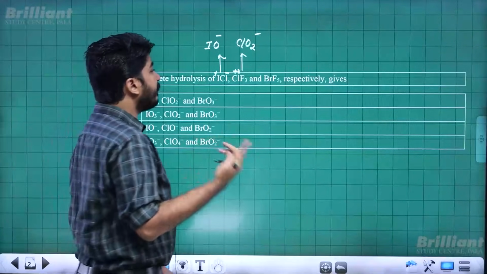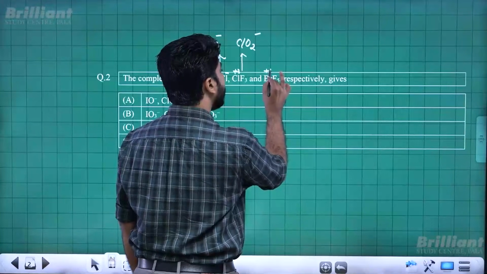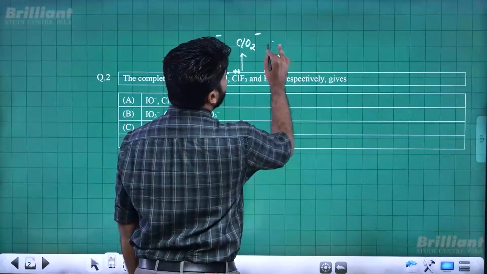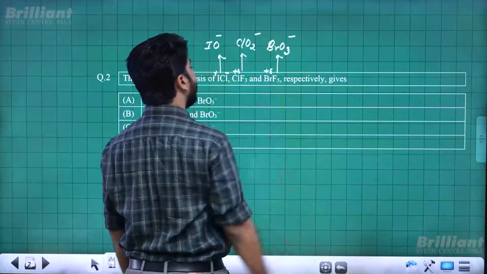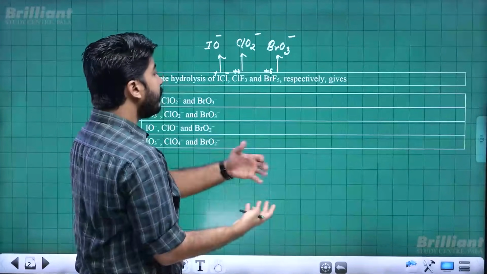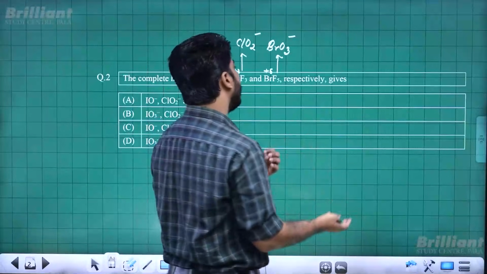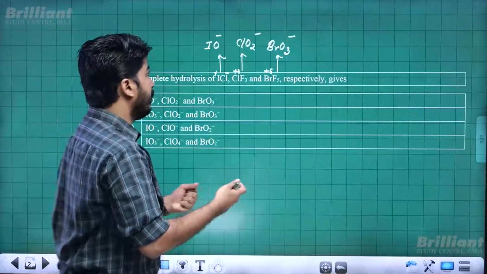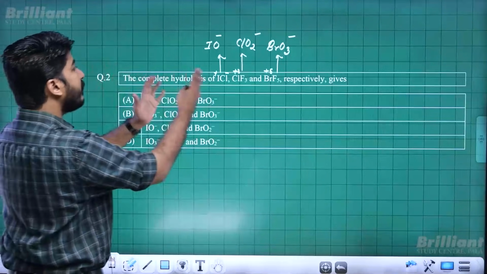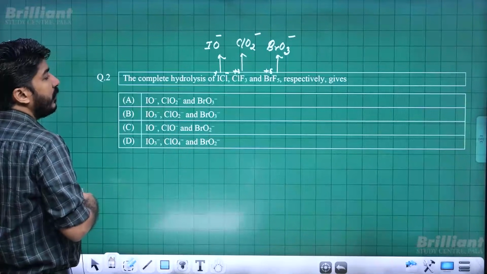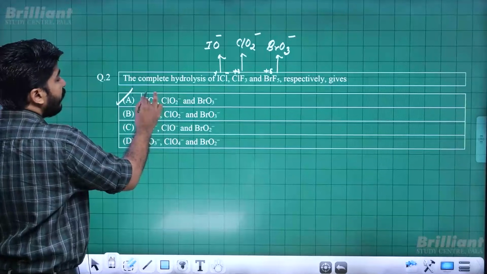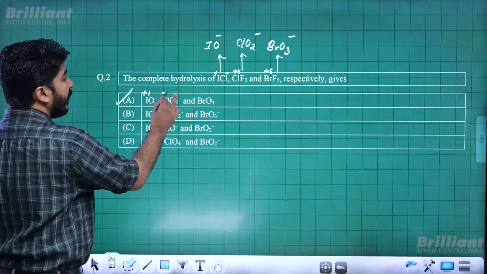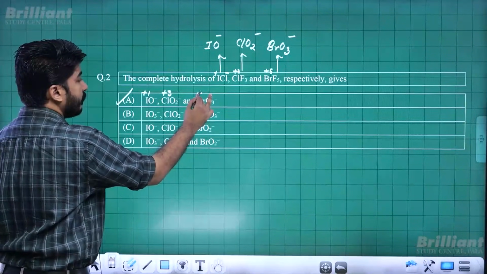And BrF5, the central Br is having +5 state, therefore it changes to BrO3-, in which it is having +5 state, and all the fluorines are converted to fluoride ions, HF. So these are the products formed in the hydrolysis reaction. So our answer is option A. There is no change in the oxidation state of halogens during the process.